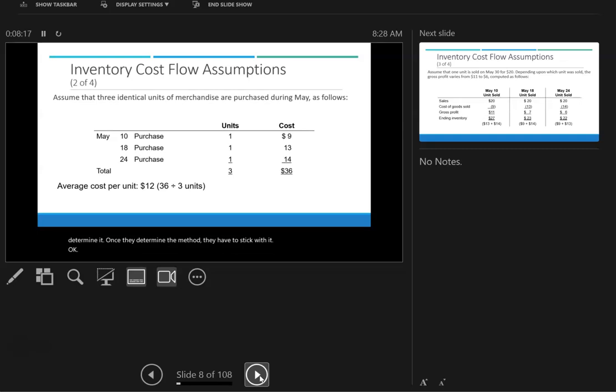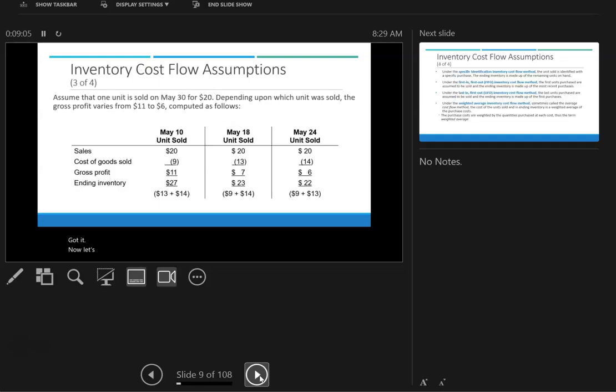So assume that three identical units of merchandise are purchased during May. On May 10th, we purchased one unit for $9. On May 18th, we purchased one unit for $13. And then on May 24th, we purchased one unit for $14. So we have three units on hand, and the cost altogether for those three units is $36. We can assume the average cost, $36 divided by three units, is $12. That would be like the weighted average. Got it?